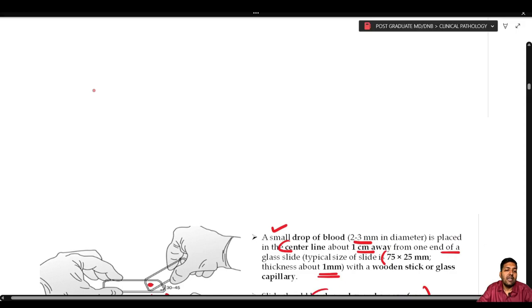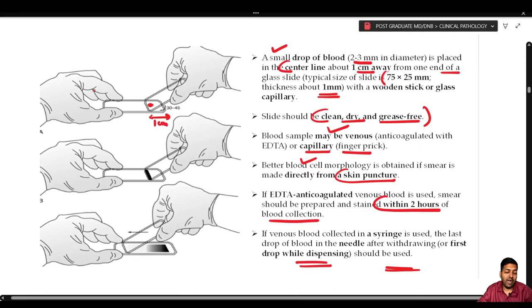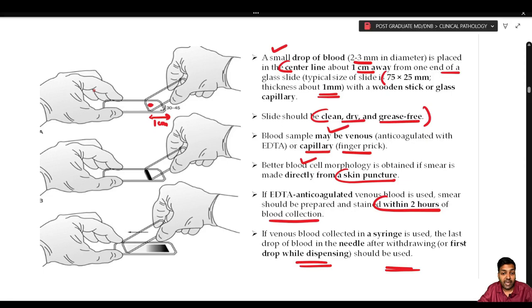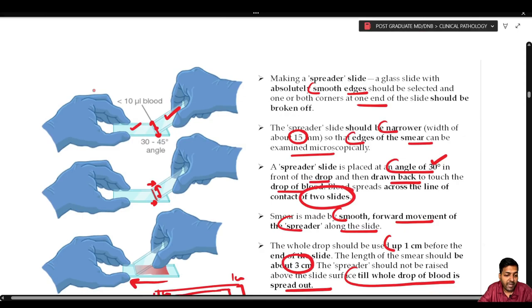You have to understand this in detail, and very importantly for the postgraduate students, I'm telling you again, in the exams you are required to make your own slide. So you will have to take the sample and make the smear by yourself. So it is very important that you start practicing making the peripheral blood smear slide on your own. And this is the way you should make it ideally, because you will be marked on these particular parameters.